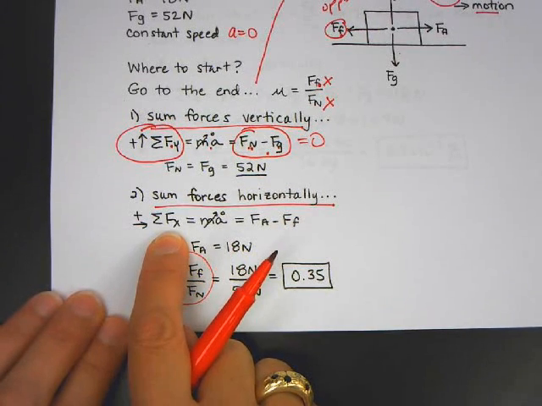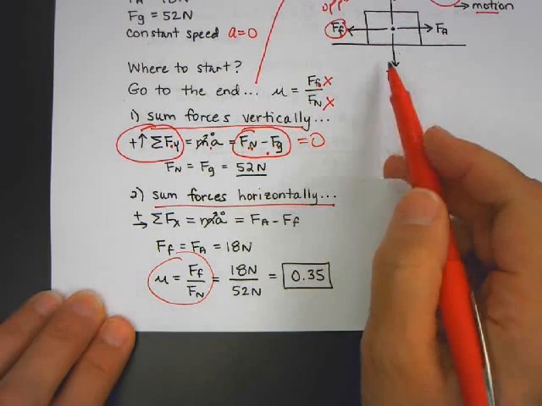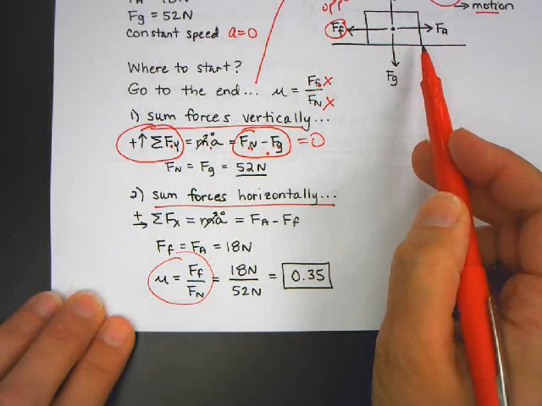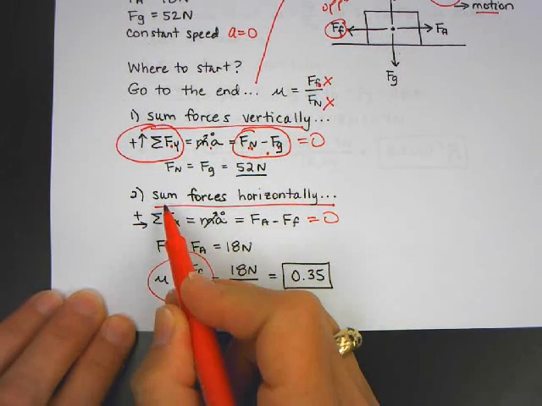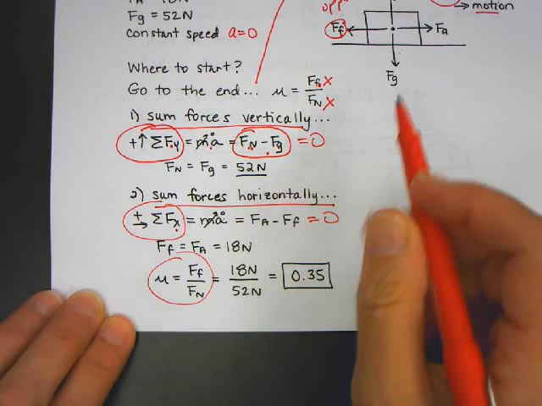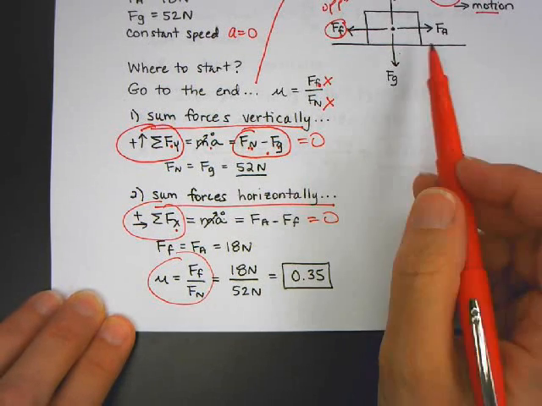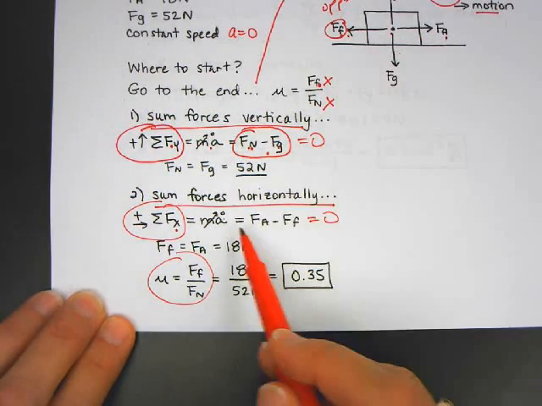Summation of F of x is equal to ma. Is this block accelerating horizontally? No, it's not even moving. So this is also equal to 0. And then what forces do I have going in the x direction? I look at my free body diagram. This is positive and this is negative.